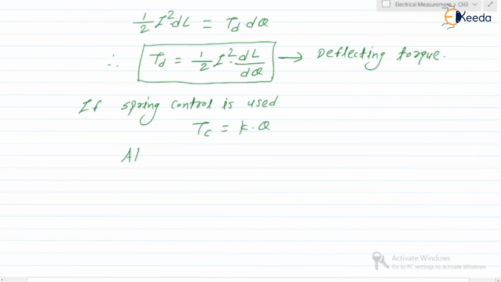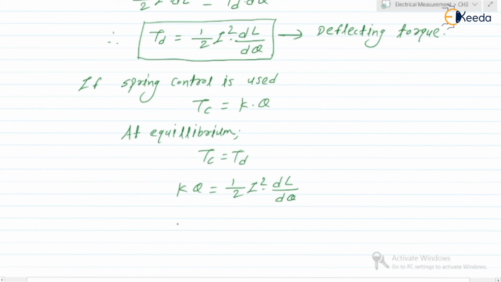Okay, so at equilibrium we can write TC is equal to TD. So K into theta is equal to half into I square into dl by d theta. So from this we can write theta is proportional to the square of the current. Therefore theta is proportional to the square of the current.